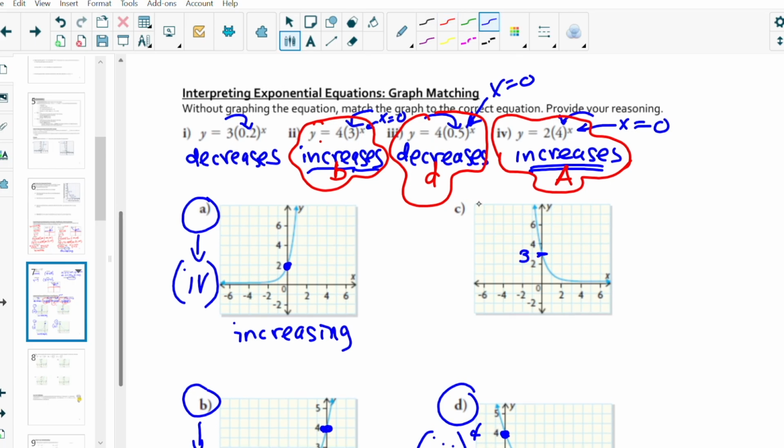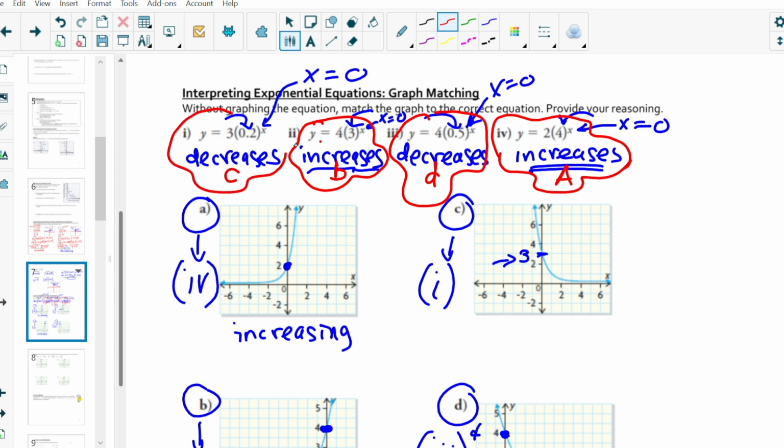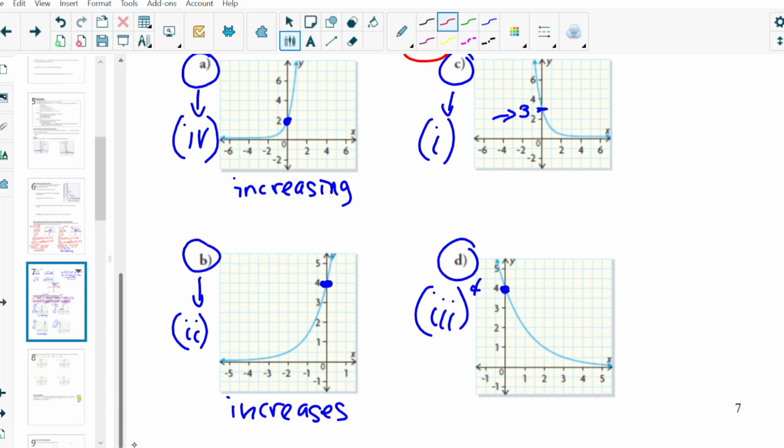And lastly, let's verify. It's process of elimination, but you still have to check. This is Roman numeral 1. If I plug in x equals 0, what do I get, folks? 0.2 to the 0 is 1, times 3 is 3. So that matches right there. So that is letter C. And then I'm just going to fill this in.